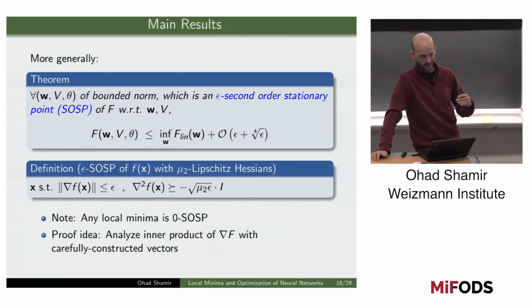So as long as you're above what you can obtain with a linear predictor, the gradient, for example, is non-zero, so there is some direction in which you can go down, so it can't be a local minimum. That's kind of the spirit of the argument.